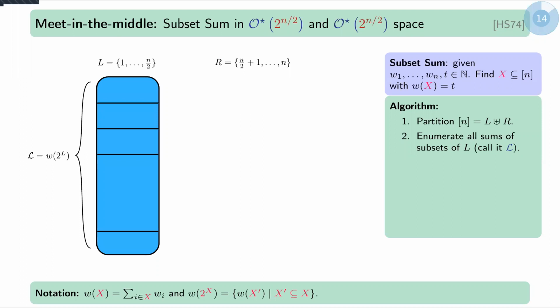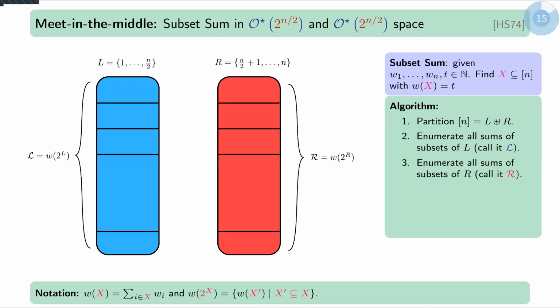And then what we do is we basically enumerate all the subsets of this capital L set, and we call it calligraphic L. This set has size 2 to the n/2, because this is the number of subsets of a set of size n/2. And we do the same on the right partition: we enumerate all the subsets of the set capital R, and we call it calligraphic R. I'm using the notation that the weight of a set family is the set of the weights of all the sets in this family.